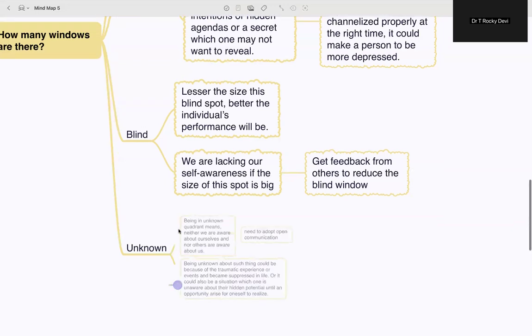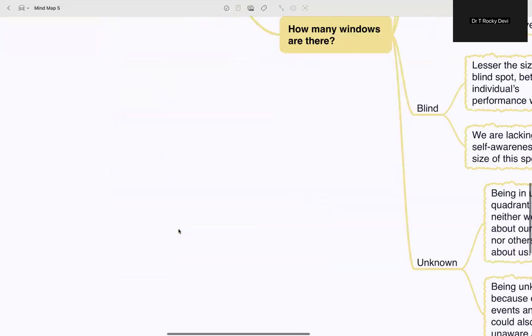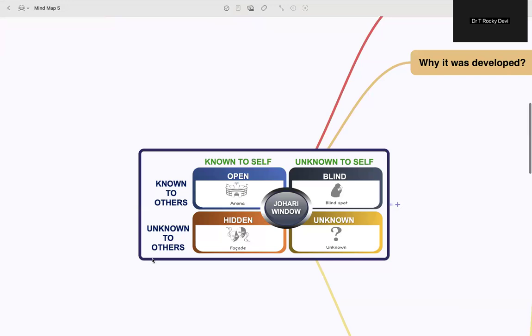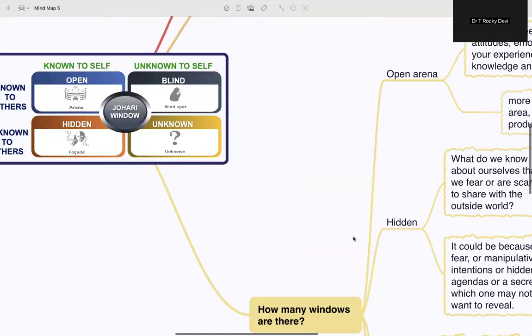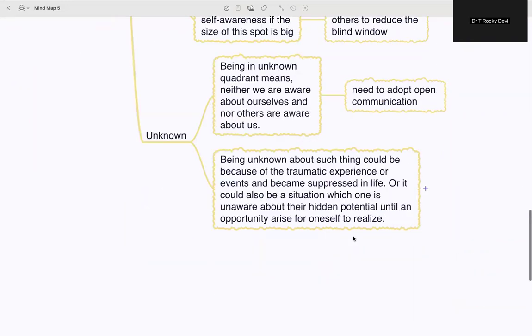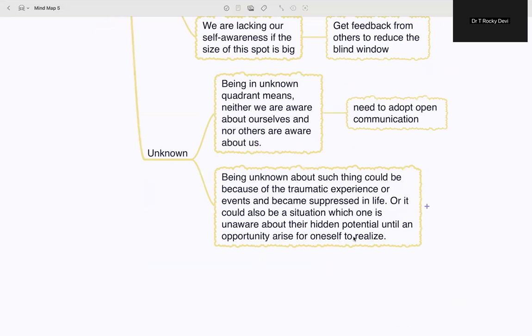And the last window is called the unknown window. The unknown window is where neither you are aware nor others are aware about it, and this is the most prospective area, which you need to make smaller and smaller. Being in the unknown quadrant means neither we are aware about ourselves nor others are aware about us. And being unknown about such things could be because of a traumatic experience or events that become suppressed in life, that oh no, I cannot do this. Or it could also be a situation in which one is unaware of their hidden potential until an opportunity arises for oneself to realize it.